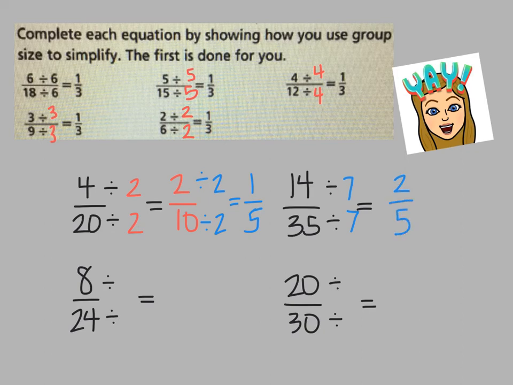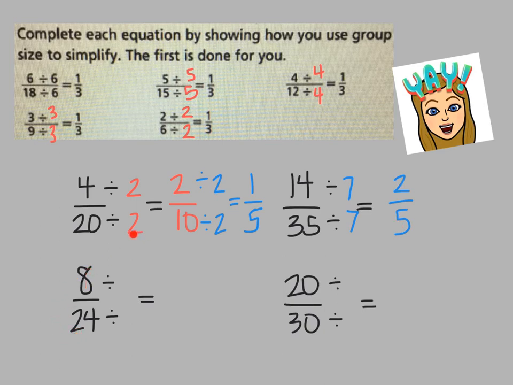Now, do I have to simplify again, or am I done? If you said done, you are right. The only other factor I could divide by now is 1, which would give me the same answer. So 2/5 is equal to 14/35. And this is the simplified version. All right, 8 and 24.